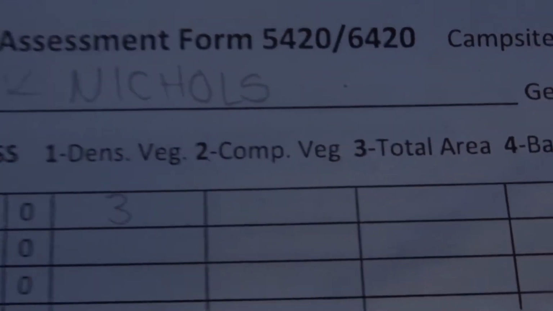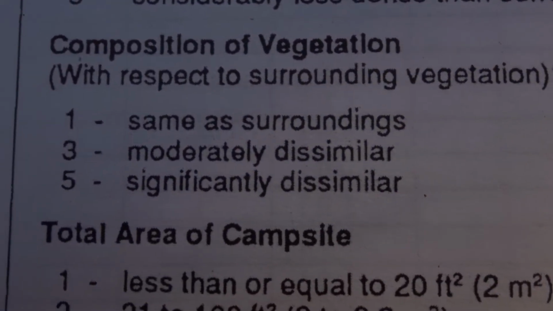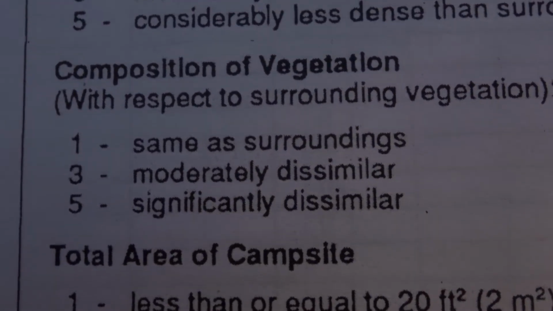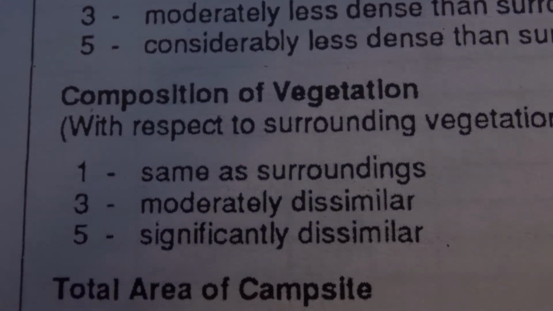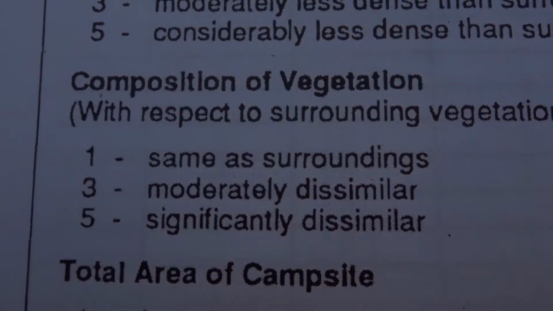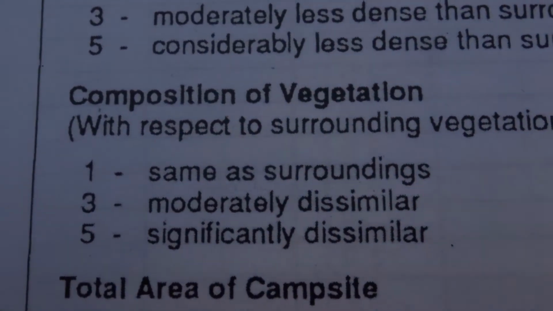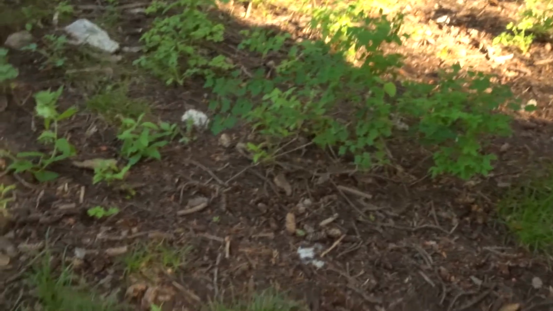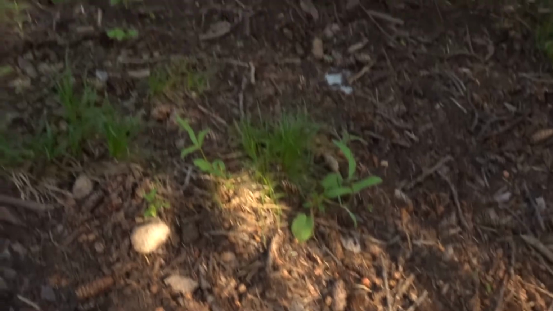And our next column, composition of the vegetation. So composition with respect to surrounding vegetation. Same as surrounding, moderately dissimilar, significantly dissimilar. So composition would say, what's the mix of grasses, little tree sprouts getting going, and then forbs, flowers, and so on. So it's moderately dissimilar, because when we look over here, we have small bushes, we have forbs, and we have grass tufts.